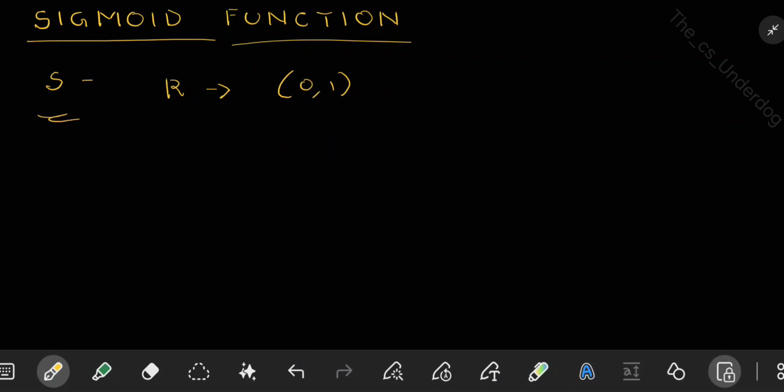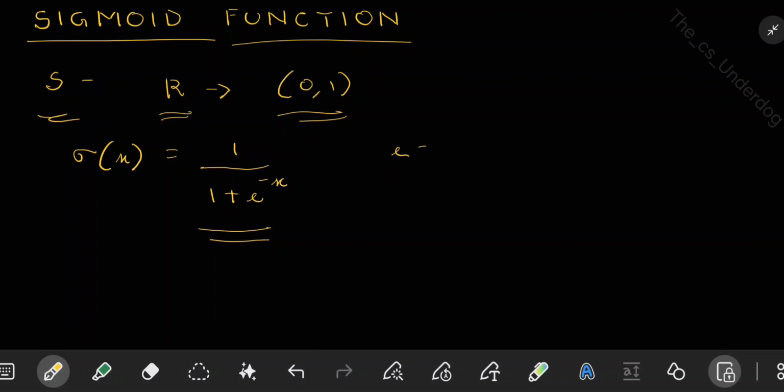As of now, you understood it is some way of mapping any real number to a value between 0 and 1. Next thing is, what exactly is the formula for this? What is the mathematical formulation? So sigmoid, generally represented as sigma of x, the equation is 1 by 1 plus e raised to minus x. This is what you call a sigmoid function.